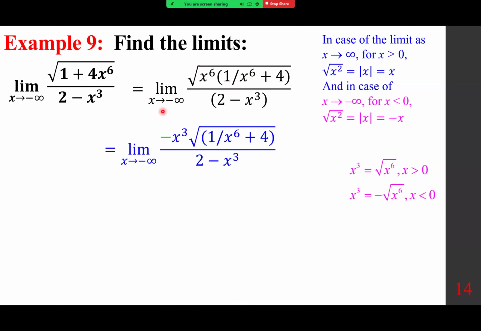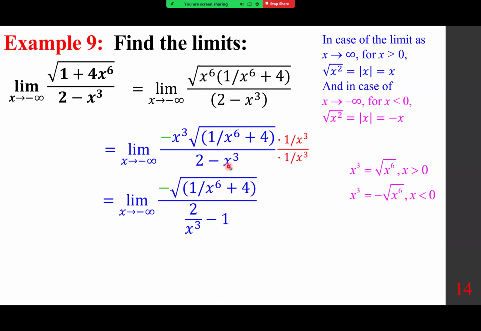Let's divide the top and the bottom by x cubed, or just multiply by 1 over x cubed. So this goes away. This becomes 2 over x cubed. This becomes minus 1. And since x is approaching negative infinity, 1 over x to the power of 6 goes to 0. 2 over x cubed goes to 0. So this goes to 0. This goes to 0. This is 4. Square root of 4 is 2. Negative makes it negative 2. Over negative 1 is positive 2.